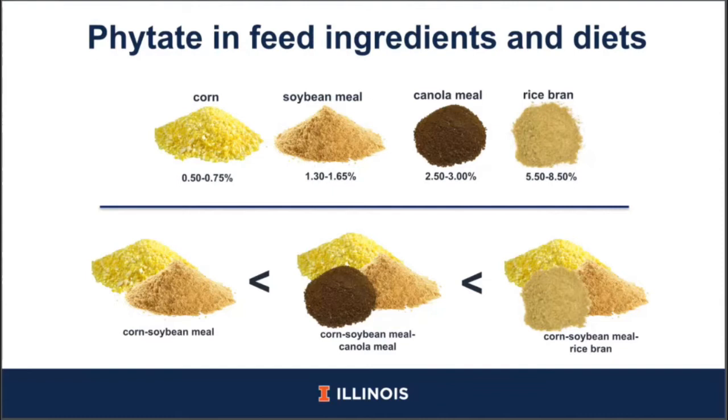Corn and soybean meal contain 0.5 to 1.7% phytate, and these concentrations are less compared with canola meal and rice bran that typically contain 3 to 8% phytic acid. Therefore, if we include a significant portion of these feed ingredients in the diet, it is expected that the concentration of phytate will increase in the diets. With that in mind, we wanted to determine if supplementation of high doses of phytase is needed to reduce the negative impact of high concentration of phytate in the diets.